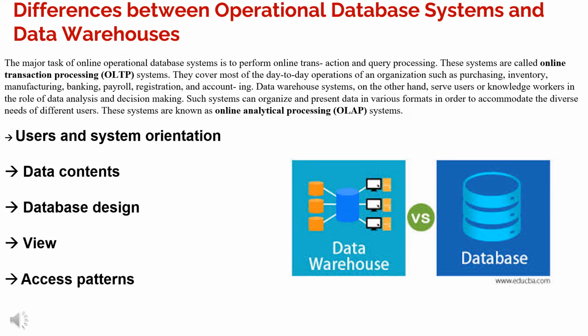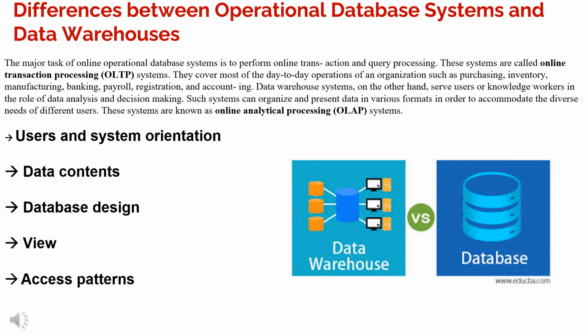An OLAP system manages large amounts of historic data, provides facilities for summarization and aggregation, and stores the managed information at different levels of granularity. Next is the database design. An OLTP system usually adopts an entity relationship, that is ER, data model, and an application-oriented database design. An OLAP system typically adopts either a star or a snowflake model and a subject-oriented database design.